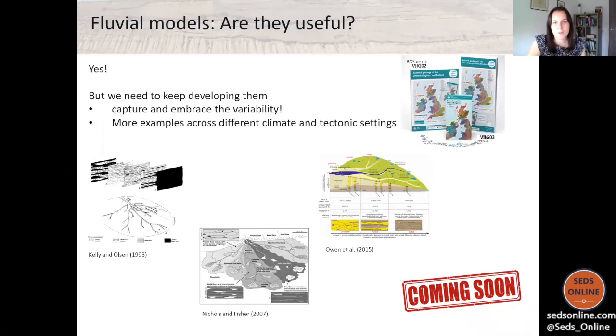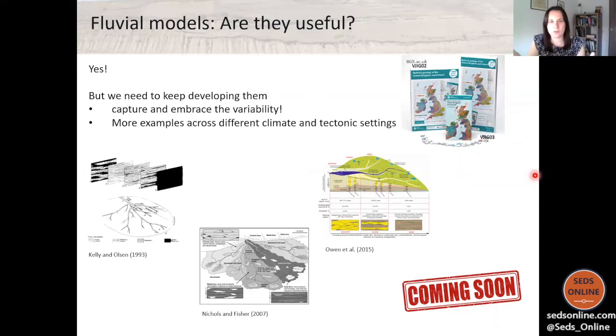So going back to those fluvial models, are they useful? Absolutely they are. If we go back to the puzzle, I'd rather we have the outline of the UK than nothing at all to help us put that puzzle together. But we need to keep developing our models. We need to capture and embrace the variability, because it will give us insights into what is controlling the deposits, and what the factors are that influence how variable that model should be.